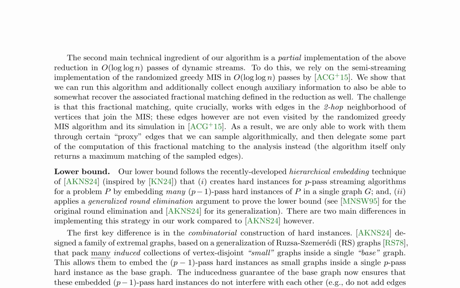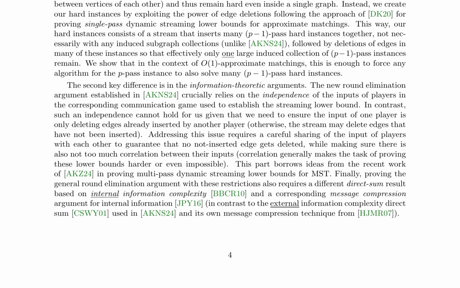The lower bound follows the recently developed hierarchical embedding technique of AKNS24, which creates hard instances for P-pass streaming algorithms for a problem P by embedding many (P-1)-pass hard instances of P in a single graph G. The key differences in implementing this strategy compared to AKNS24 include the combinatorial construction of hard instances using edge deletions following the approach of DK20, and the information theoretic arguments, which require careful sharing of the input of players with each other to guarantee that no not-inserted edge gets deleted.